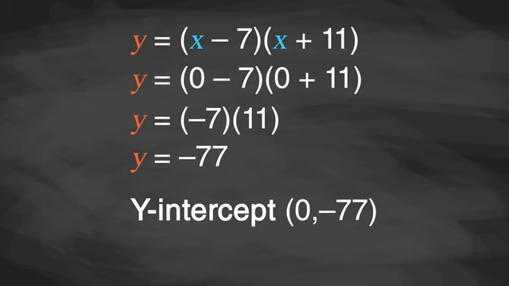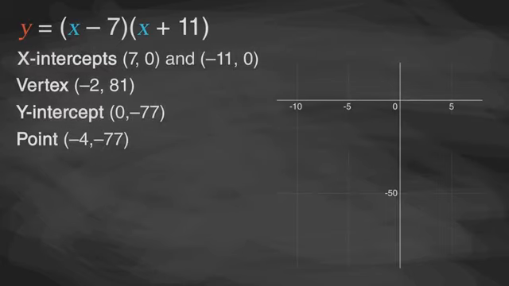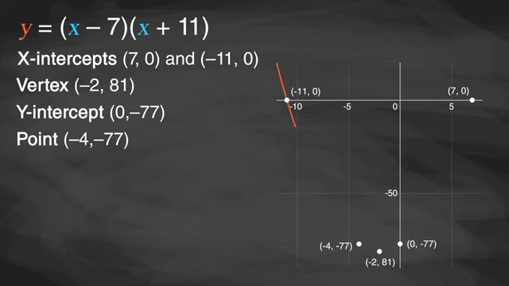Before we add the vertex to the graph, to make connecting the points we have smoother, we can find more points. The y-intercept of the graph occurs when x equals 0. We can substitute 0 into the original equation and solve to determine the y-intercept of this equation. Since parabolas are symmetric, finding the y-intercept, which is 2 units away from the vertex, also gives us the point (negative 4, negative 77). Now, we can take all of the points we have found and graph them on the coordinate plane. The final step is to connect the points in a smooth curve.